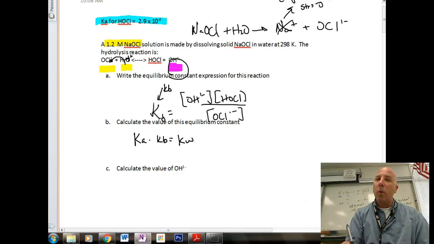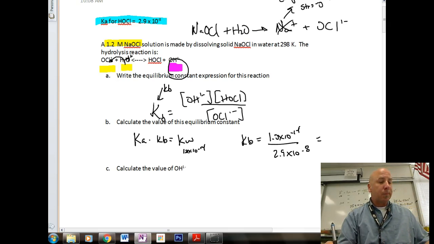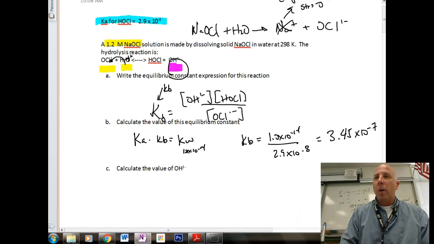And we've talked about this before. This is at 25 degrees Celsius, so for Kw, we can use 1.0 times 10 to the negative 14th, and we're just going to solve this for Kb. So Kb is equal to 1.0 times 10 to the negative 14th, which is Kw, divided by the Ka value, which is 2.9 times 10 to the negative 8th in this case. We run that through our calculator, and I get a value of 3.45 times 10 to the negative 7th. Okay, so that's important.